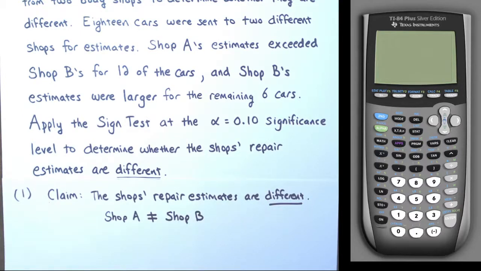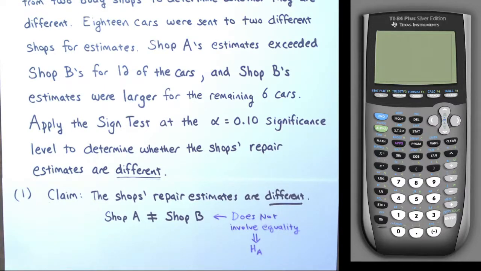So yet again, this claim does not involve equals. It involves not equals, but it does not involve equality. It's not less than or equal to, or greater than or equal to, or just equal to, but not equal. So again, this does not involve equality, meaning the claim is going to be my H1 or HA, the alternate hypothesis.